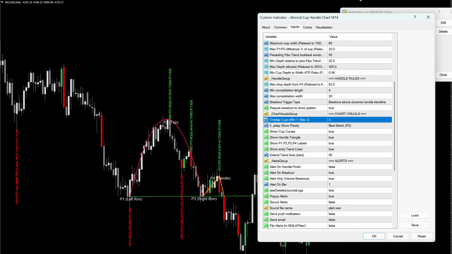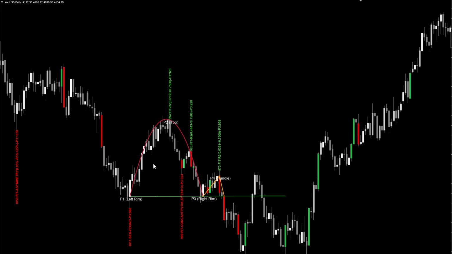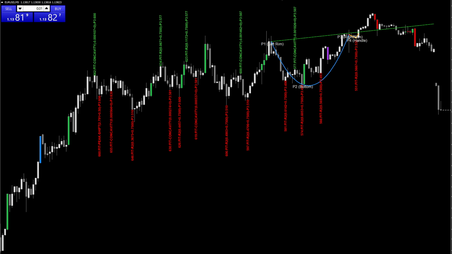Now this one, by default, will show you overlapping cups, so maximum 3 cups. What happens is sometimes if price has been ranging, then it will use a certain support or resistance area to create smaller ranges, and sometimes you might see multiple overlapping cups. Let me look for an example.